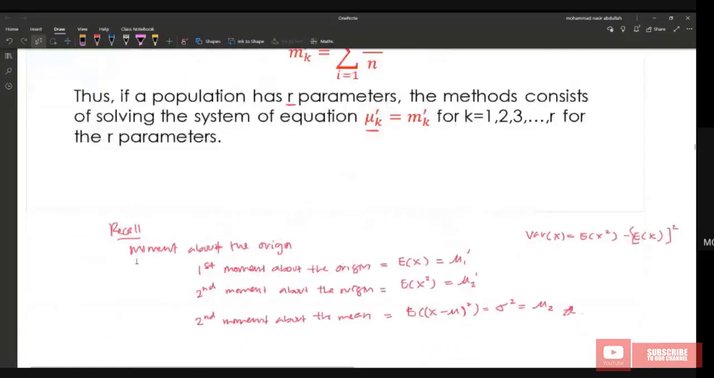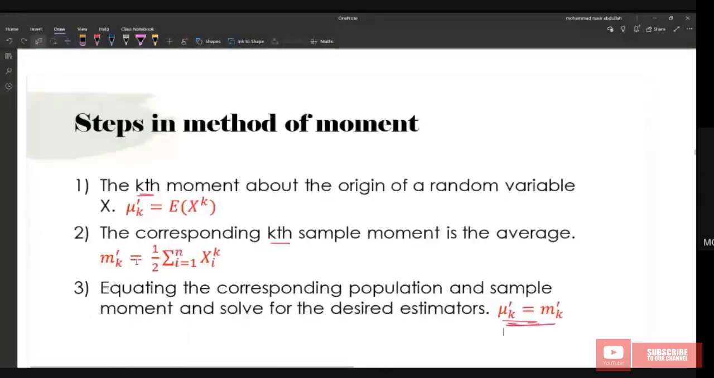So again, to find an estimator using the method of moments, first we need to find the moment about the origin. Second, we need to find the moment about the mean, and last we are going to equate the moment about the origin and the moment about the mean together and solve for the estimator. Right. So now let's look at an example.